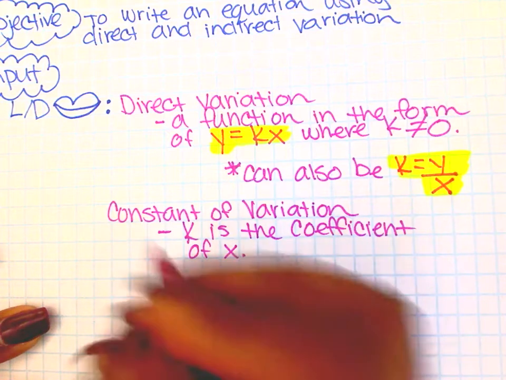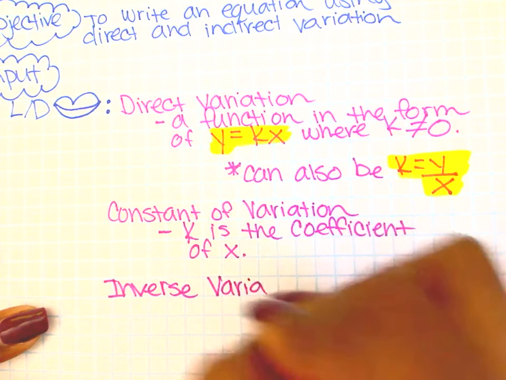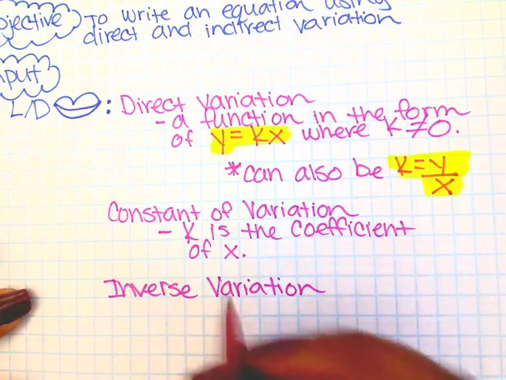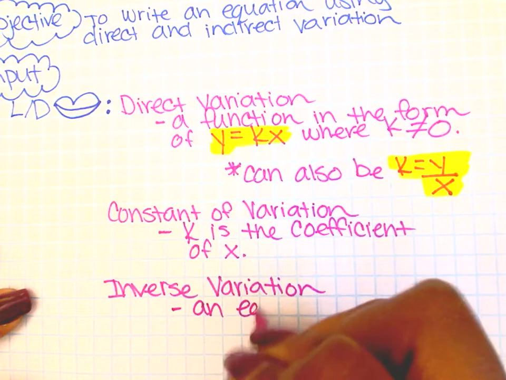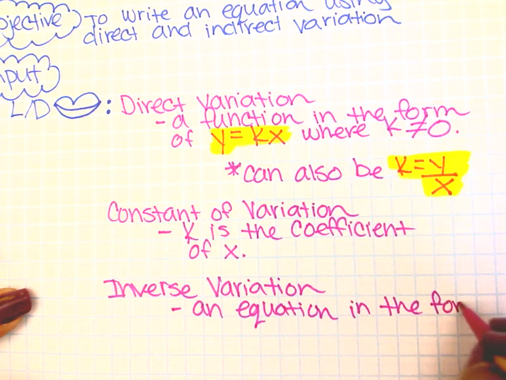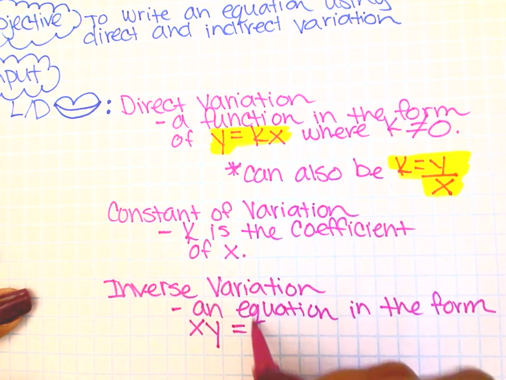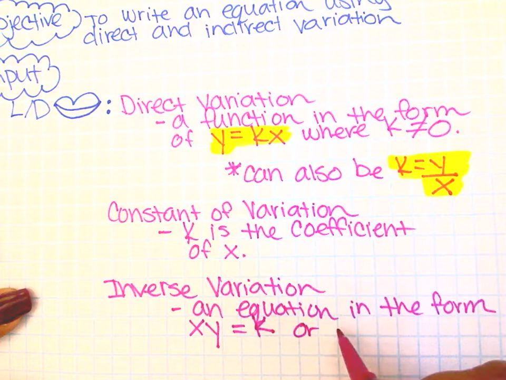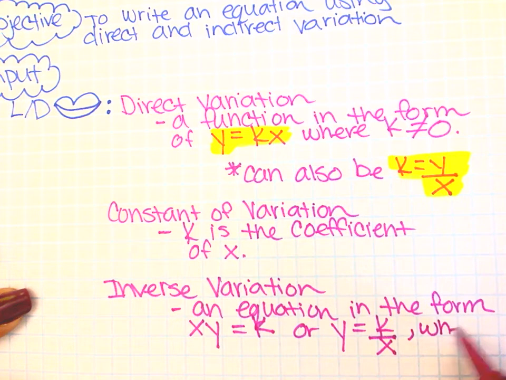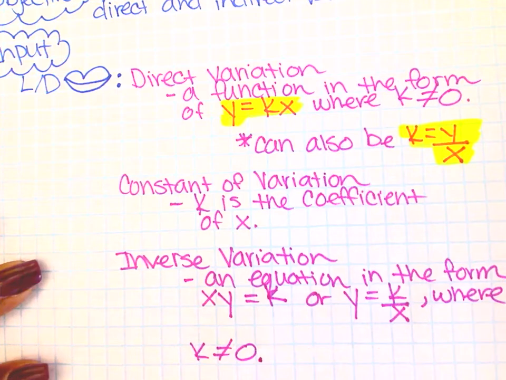Our next word is inverse variation. So we have direct and we have inverse variation. Inverse variation. This means an equation in the form x times y equals k, or y equals k over x, where k cannot be 0.